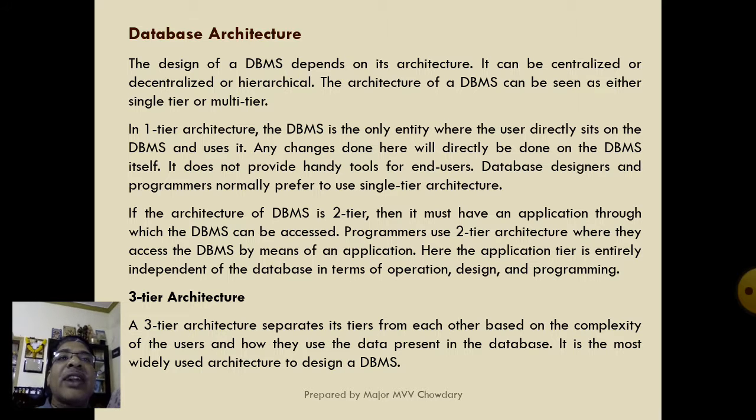In two-tier architecture, whenever the client machine makes a request to access the database present at the server using a query language like SQL, the server performs the request on the database and returns the result back to the client.